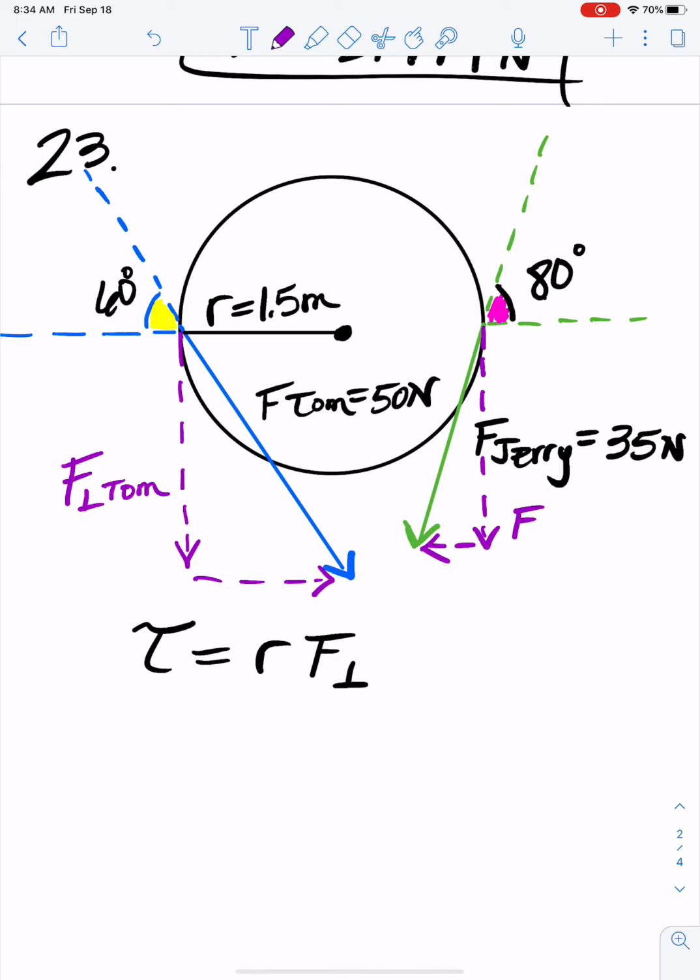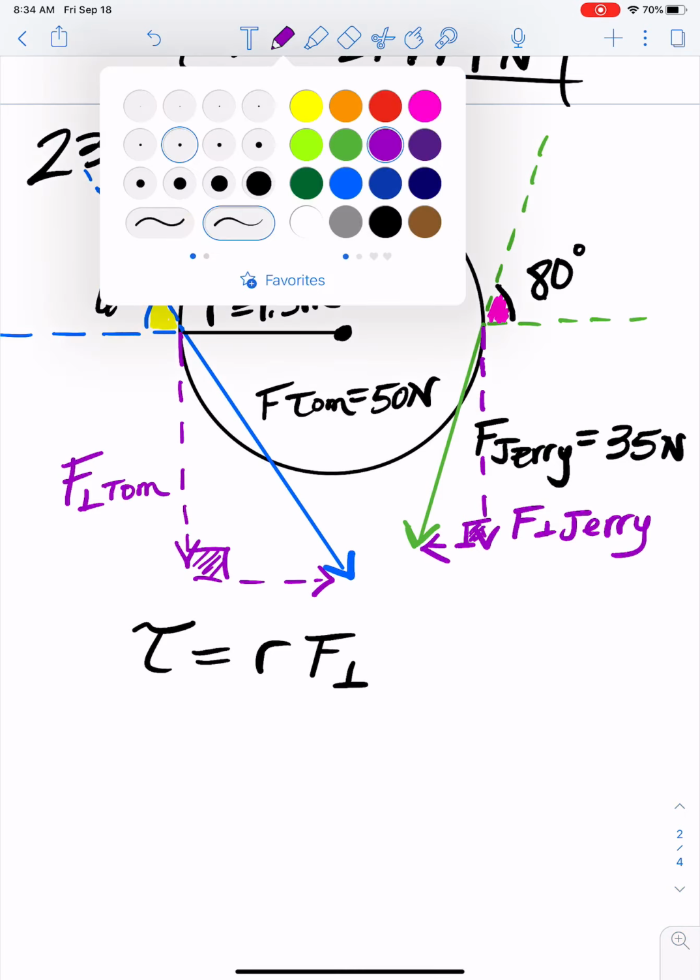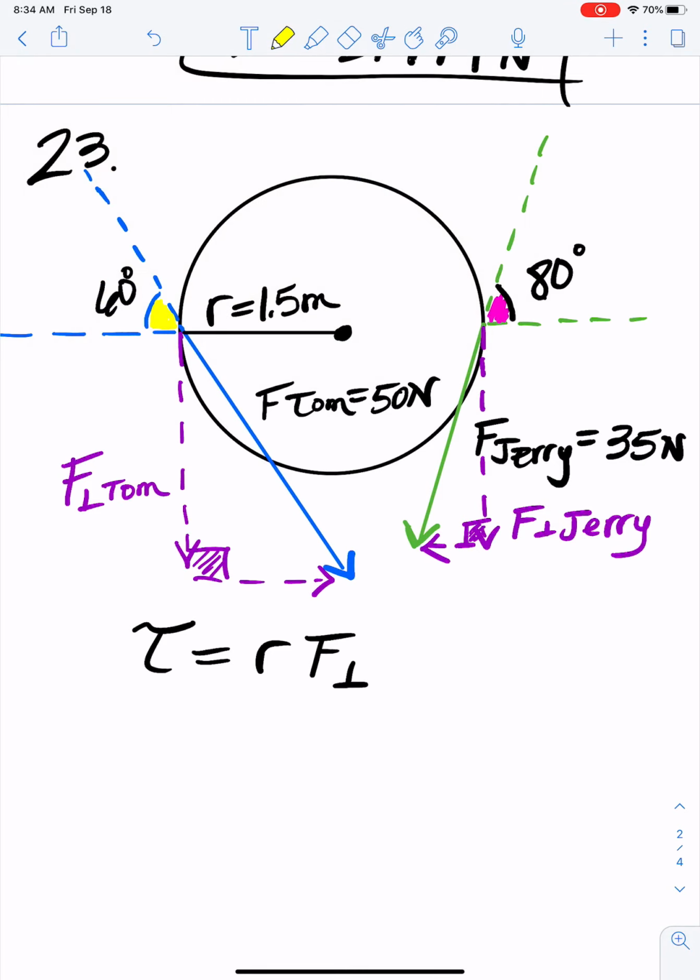And that's F perp for Jerry. All right, and both of these create 90-degree right triangles. And the question is, where is that 60 degrees? Where is that 80 degrees?